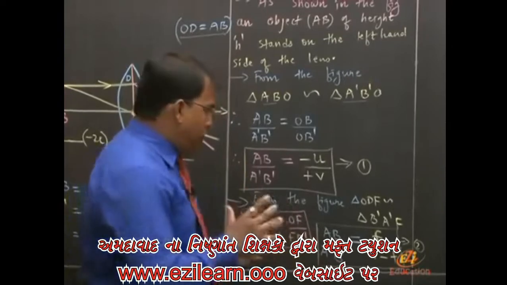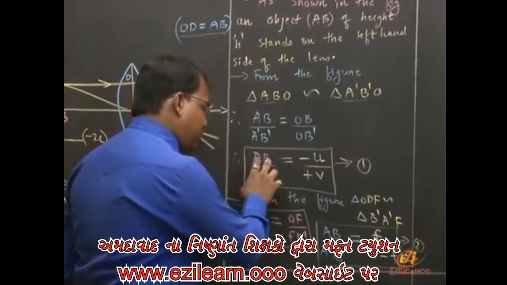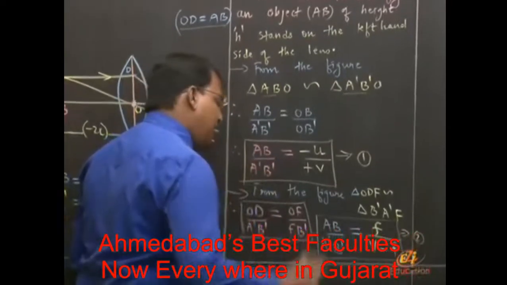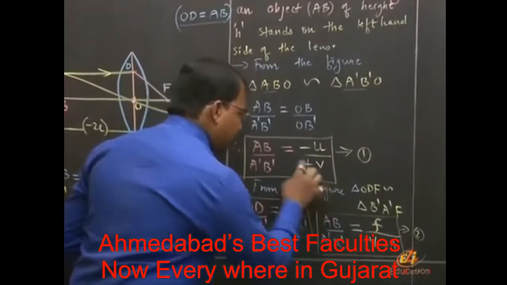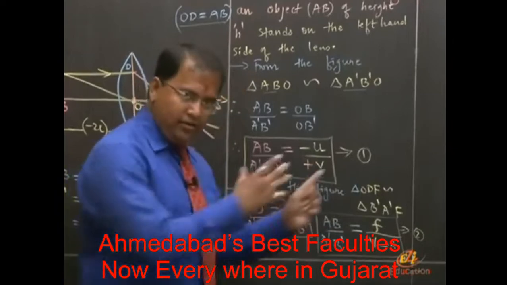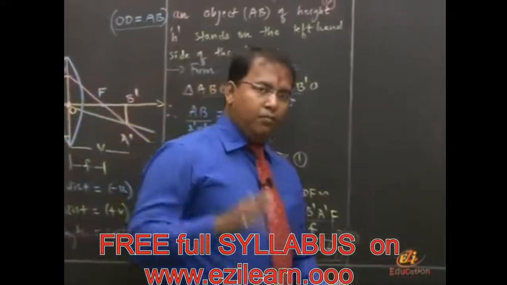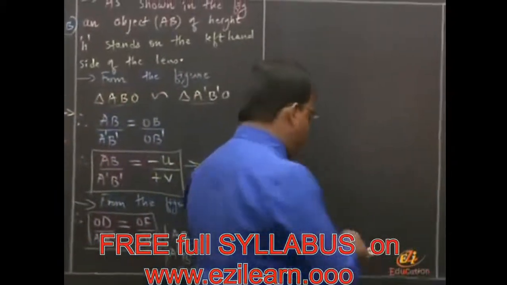Please friends, focus over here. I have result 1 consisting of AB upon A dash B dash. I have result 2 consisting of AB upon A dash B dash. What I get at the end is to equate both the answers, and after making both the answers equal from result 1 and 2, what do I get?